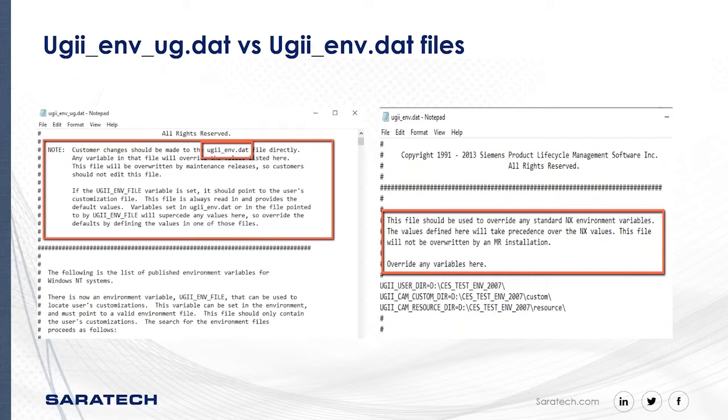So when you launch NX, it directly goes to the _ug file. Once it loads all the variables, it then overwrites the variables that are listed within the Ugii env.dat file in place of those. So that's the methodology by which we tell NX that these particular files and folders are in a different location.